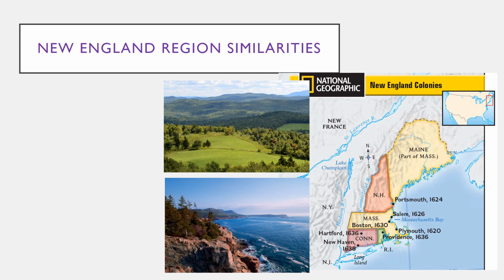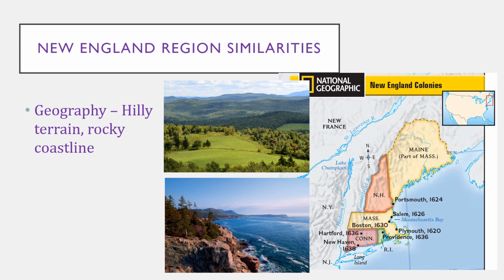Even though the colonies in New England were settled for different reasons, there are several characteristics about the New England colonies that group them together. These shared characteristics include geography and climate.